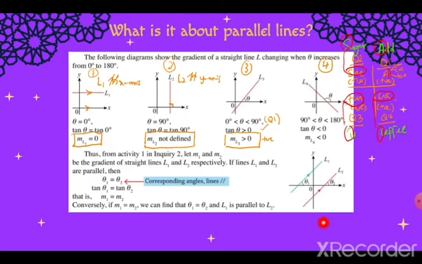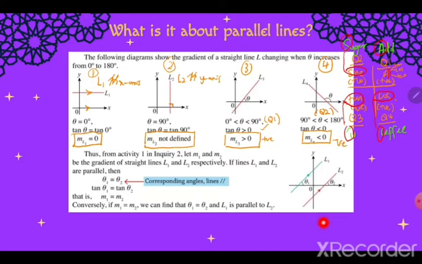For line 4, the angle is between 90 degree and 180 degree, so this is in quadrant 2. Before we said that in quadrant 2 only sine is positive, but gradient relates to tangent. So tangent theta is less than 0, it's negative. That is why we conclude that the gradient of line 4 is less than 0. Can you follow, guys? Okay, next.